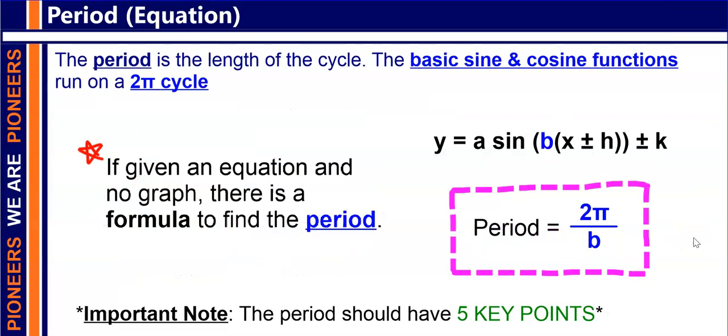Now if you don't have a graph given to you, but you have an equation, then there is a formula to find the period. And the formula is 2 pi divided by b. So b is the number directly in front of the group x plus or minus h. So once you know what b is, then you just go ahead and put it in this formula, and that will find you the period length.